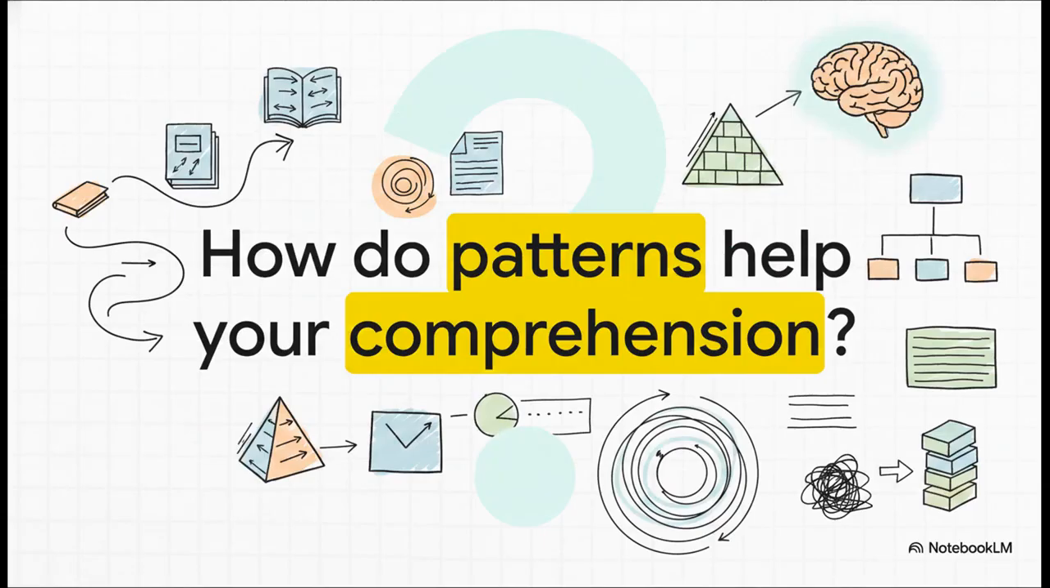Question 3. Now this goes right back to the beginning of our explainer. How does recognizing the text pattern actually help your reading comprehension? Knowing the pattern helps you predict what's going to happen next. It makes it incredibly easy to summarize the text, and it ensures you remember that critical information much longer. Basically, it brings order to the chaos.